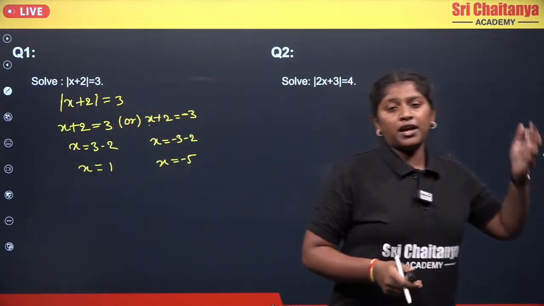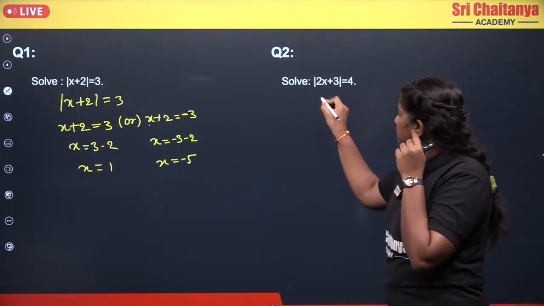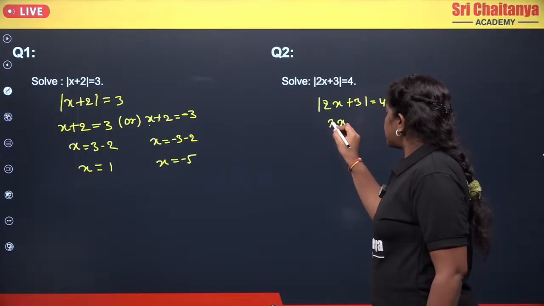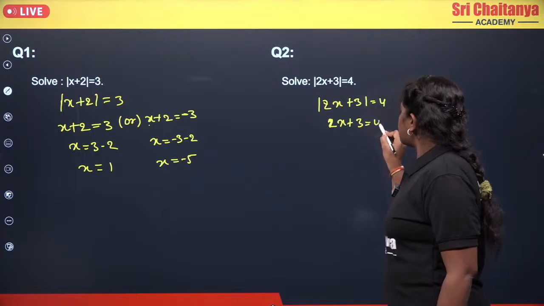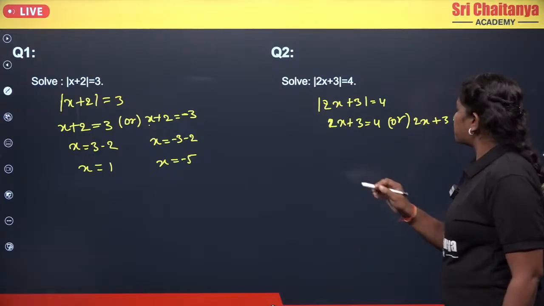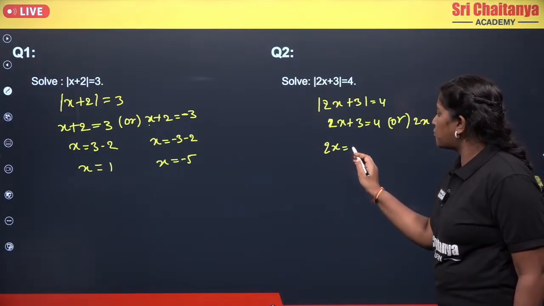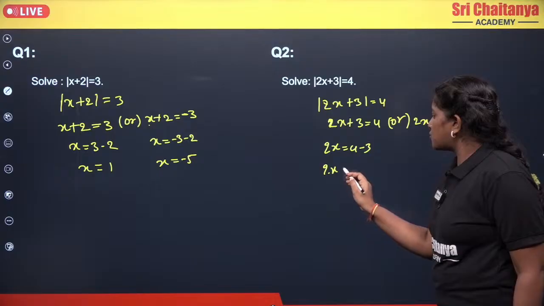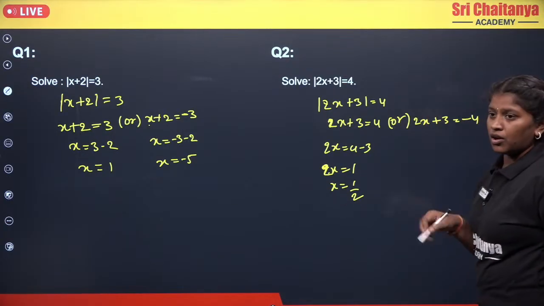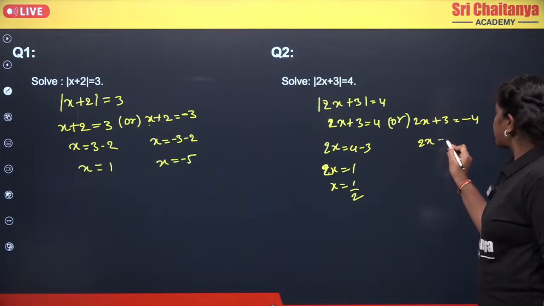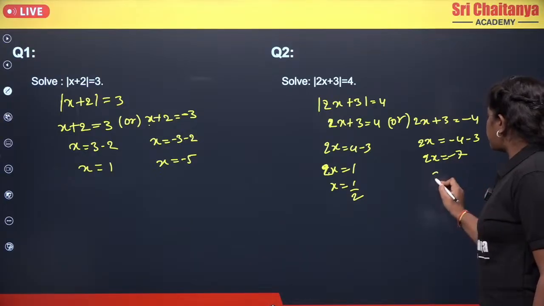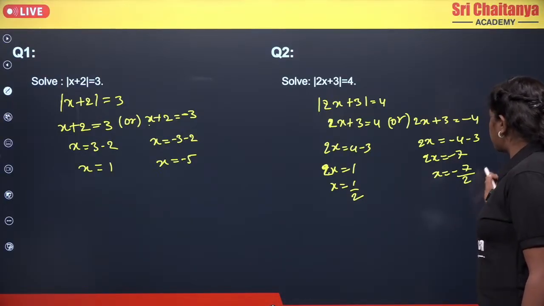Now we are going to apply the same here. That becomes modulus of 2x plus 3 equals 4. So 2x plus 3 equals 4, or 2x plus 3 equals minus 4. Now 2x equals 4 minus 3, so 2x equals 1, and from this we get x equals 1 by 2. Or we have 2x equals minus 4 minus 3, so 2x equals minus 7, and from this x equals minus 7 by 2.